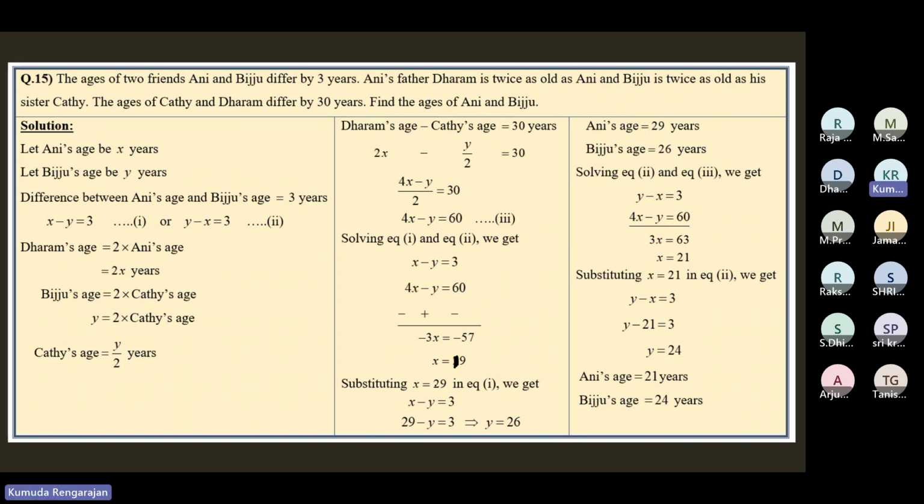Must be a typing error. I have worked it correctly, but while typing, anyways, thank you, Sashank, for that. It's 19, children, 19. And when you substitute 19 here, it becomes 16, right? So this is 19 and 16. Okay. What about this one, Sashank? The second one is right.